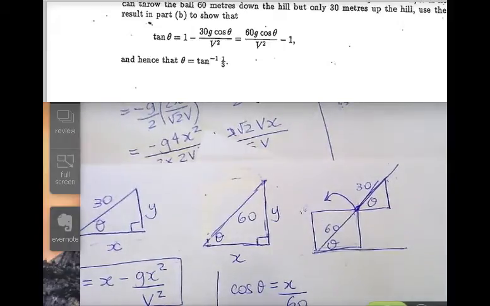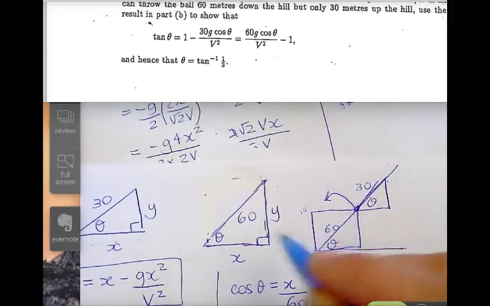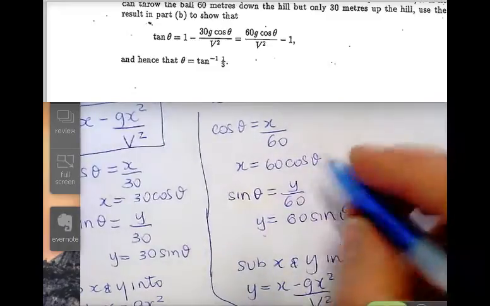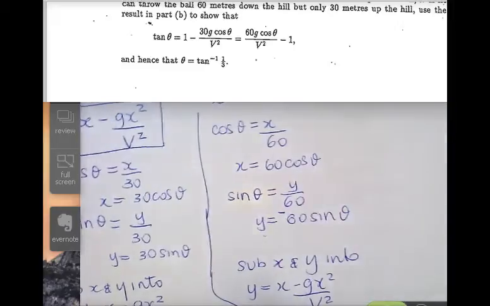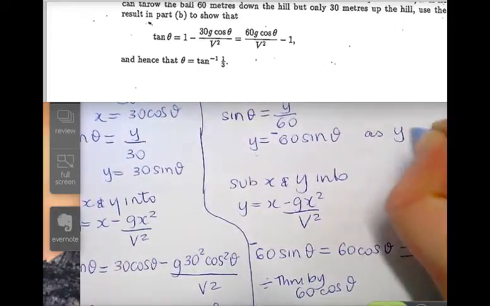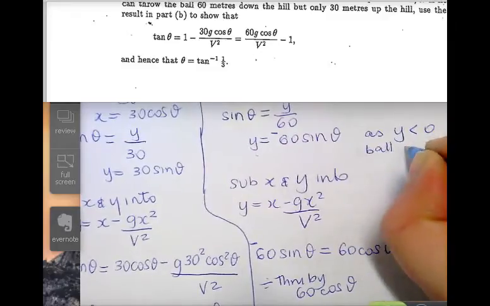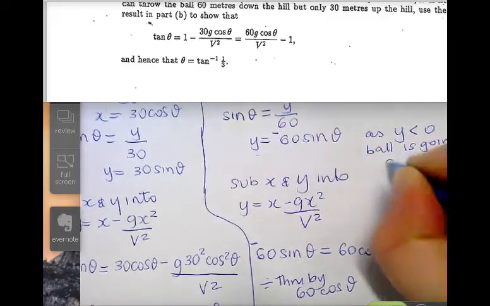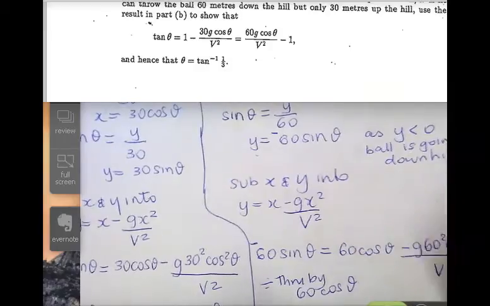Look, as in yesterday's question, when the ball hit the wall and then bounced back, we got a positive value for x of 25, and then 75 minus 25 was 50. So he's throwing it that way. Yes, it's traveling that way. So the y has to be negative because it's downwards. So I'm going negative sine 60. Negative sine 60. As y is less than 0, the ball is going down the hill.